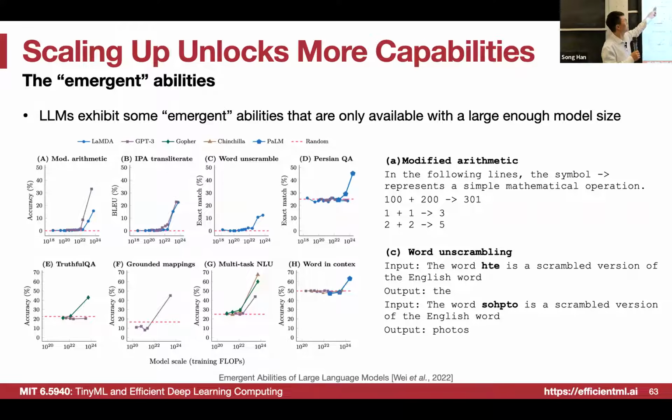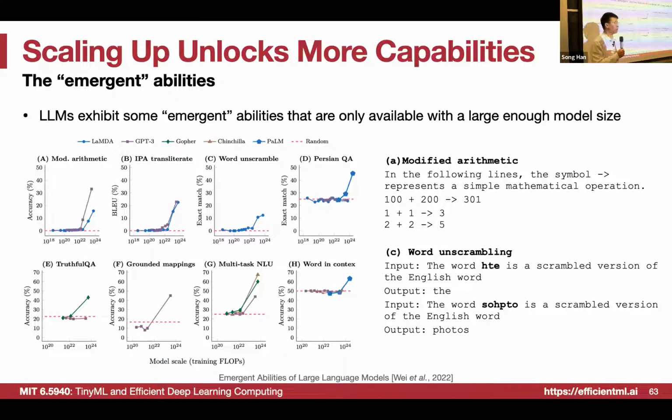Like in this task, modified arithmetic. In this task, 1 plus 1 becomes 3, 2 plus 2 becomes 5. Basically, it's like adding 1 to the final result. So 100 times 200 plus 200 becomes 301. It's modified arithmetic, and we want the large language model to do such tasks. We find that only when the training FLOPs is larger than about 10 to the power 22 can it have good accuracy on this task. When the compute is smaller than that, it cannot solve such a problem.